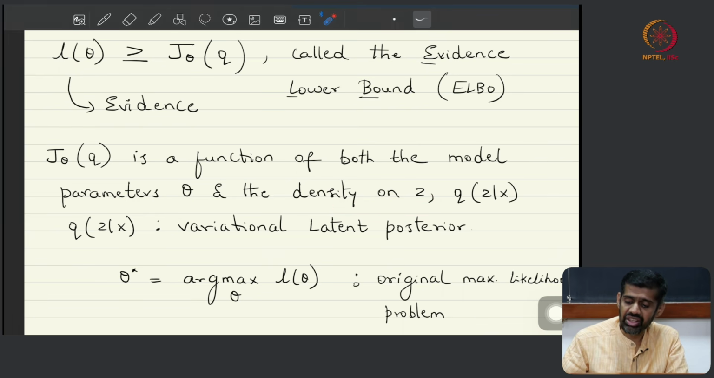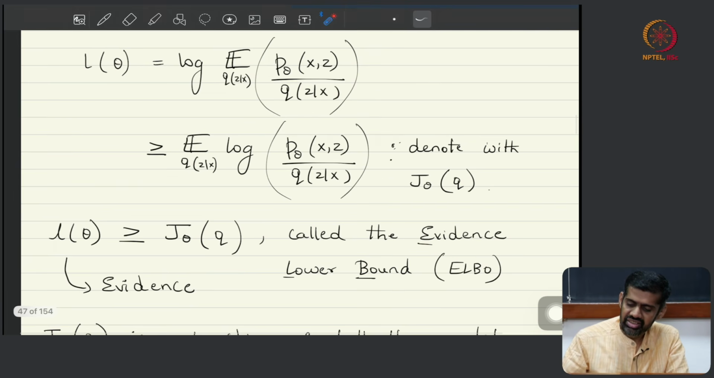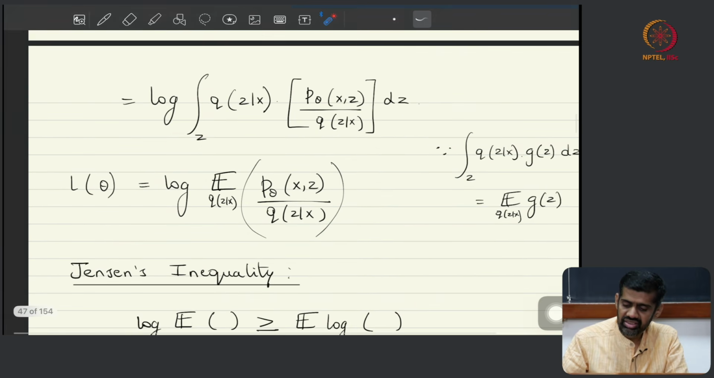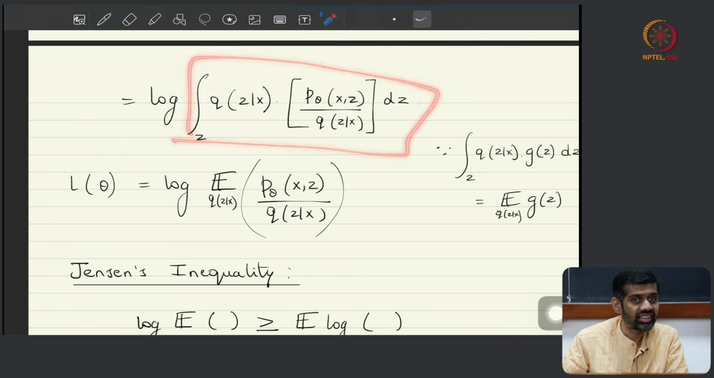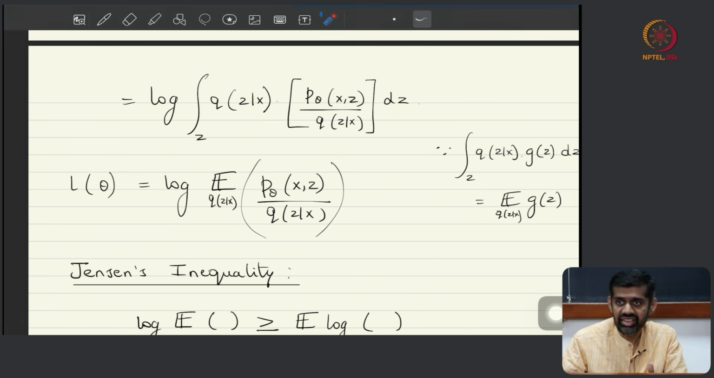Now this J theta of q is a function of both the model parameters theta and the density function on z, which is q of z given x. See, this q of z given x is referred to as the latent posterior. It's also called the variational latent posterior. I'll tell you why. Whatever lower bound we have constructed is an integral that involves q of z given x, isn't it? The expectation is an integral involving q of z given x.